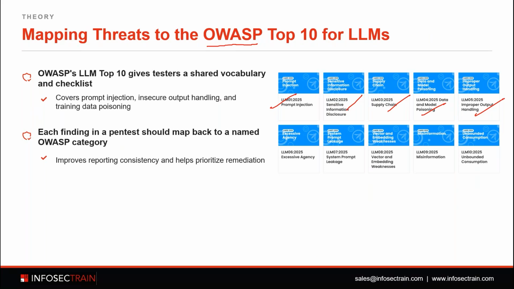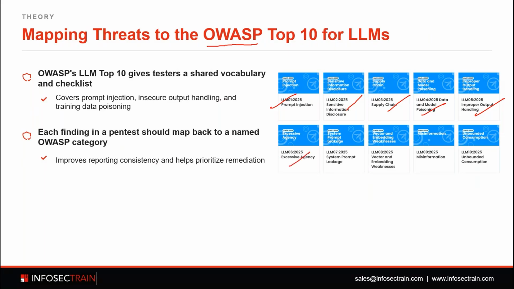Improper output handling. So unsafe outputs trigger harmful actions. So an LLM generates shell commands which are executed blindly. So the mitigation is output validation, sandboxing, human in the loop. So what output the model is giving, that output should be checked. Otherwise, it may execute any of the commands.